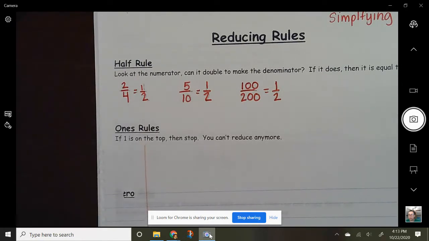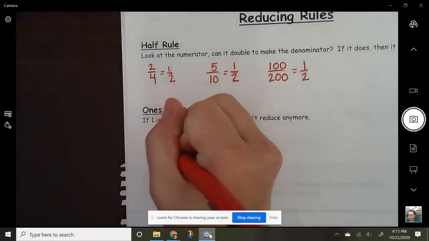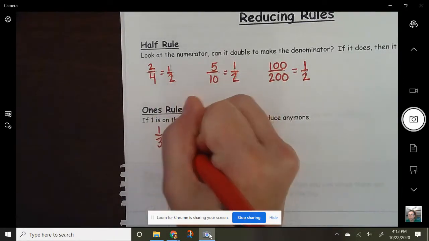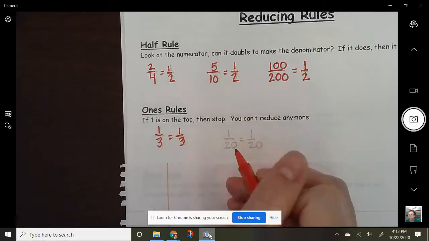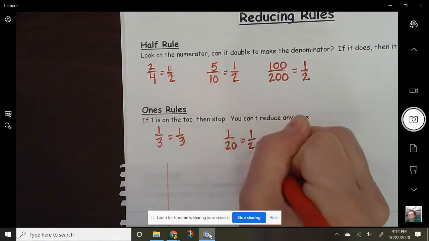Okay, the next rule is the ones rule. If there is a 1 on top, then stop. You can't reduce it anymore. Right here, if there's a 1, you can't make it any smaller. If there's a 1 on top, then stop. Can't do anything else to it.